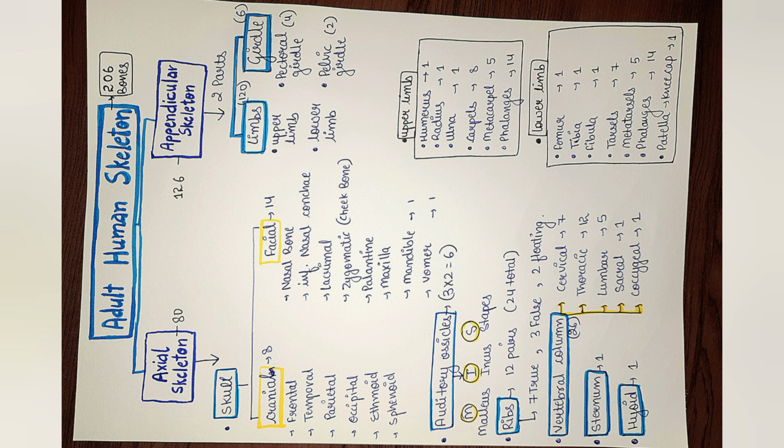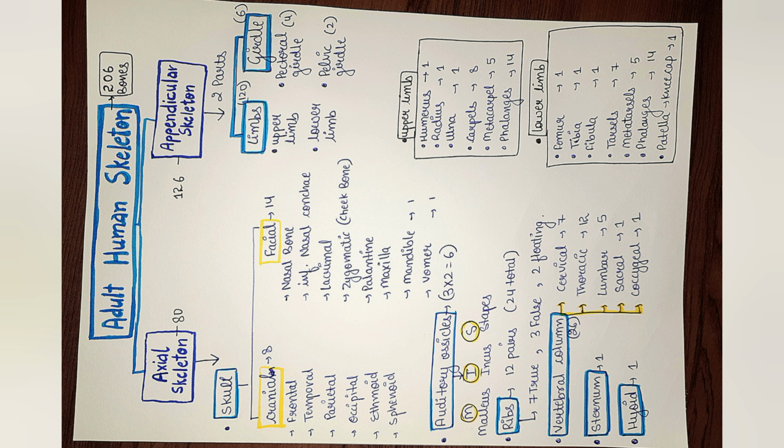Ribs are 12 in pairs, which is a total of 24. The first 7 ribs are true ribs, the next 3 are false ribs, and the remaining 2 ribs are floating ribs. The vertebral column consists of cervical vertebrae, thoracic, lumbar, sacral, and coccygeal vertebrae. Cervical are 7, thoracic are 12, lumbar are 5, sacral is 1, and coccygeal is 1. Sternum is a single bone, hyoid is a U-shaped bone.